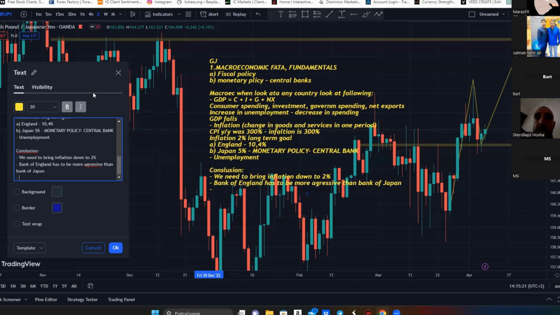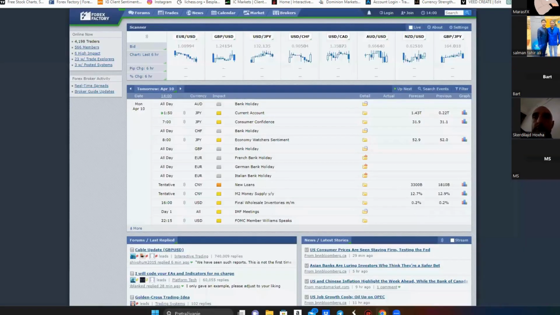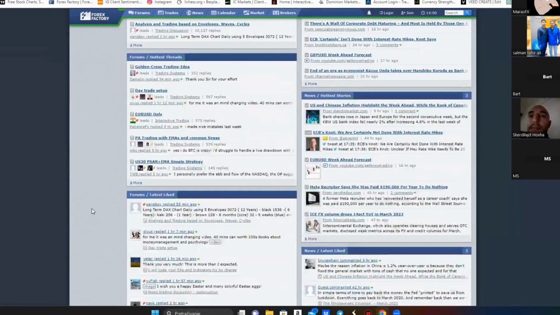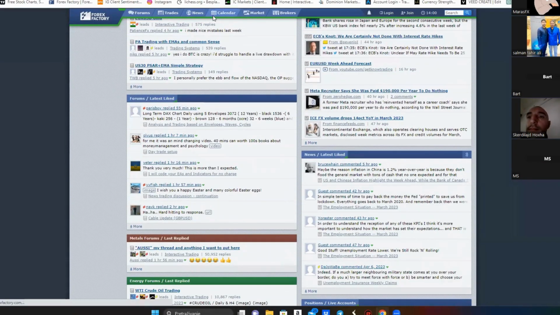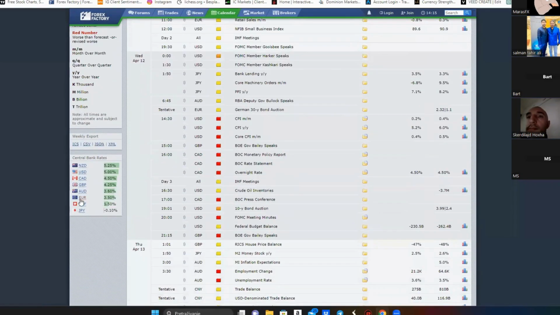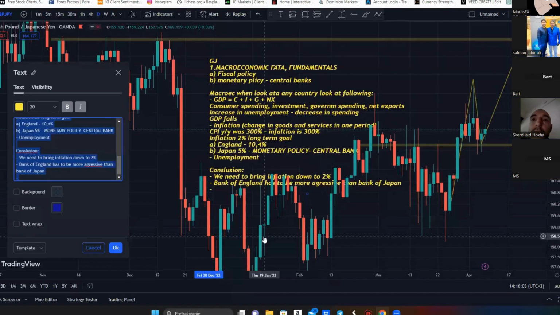To check if we are right, we go to Forex Factory. Let's go down to the interest rates. I think it's under calendar, interest rates. Okay, let's see. GBP has a 4.25% interest rate, while the Japanese central bank has a rate of minus 0.1%. So you now know that the Bank of England is actively trying to fight inflation because it is raising its interest rate. If you look at the history, you will see it is raising. The Bank of Japan is way less aggressive, almost not aggressive at all. Then what is the conclusion?